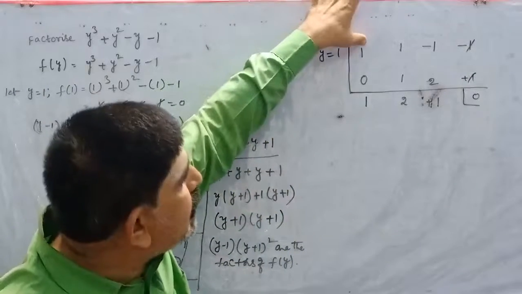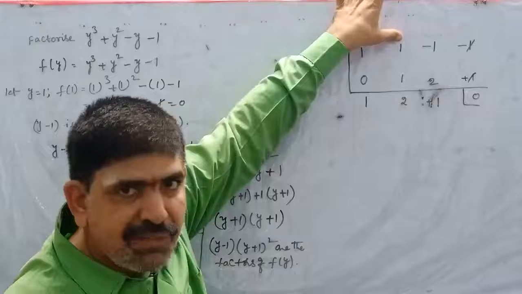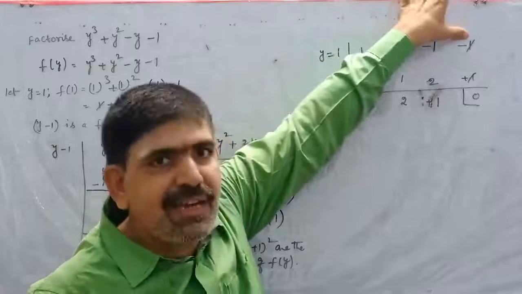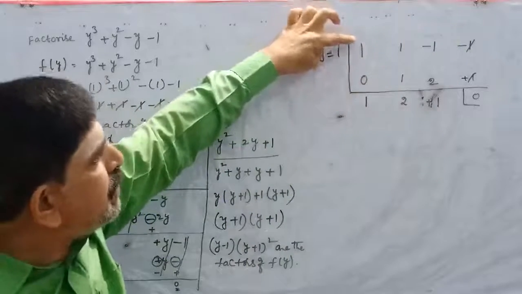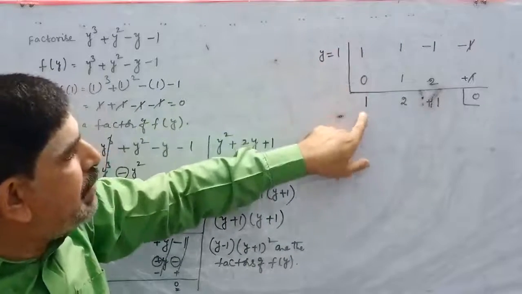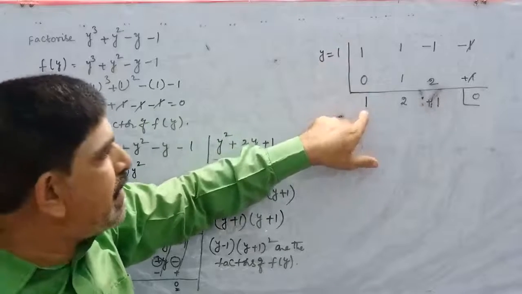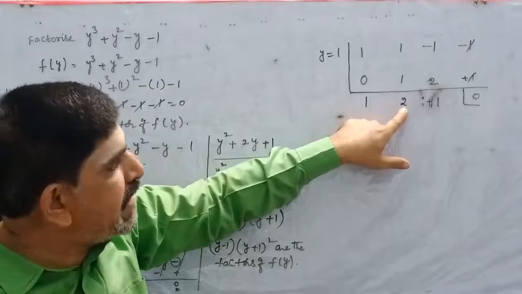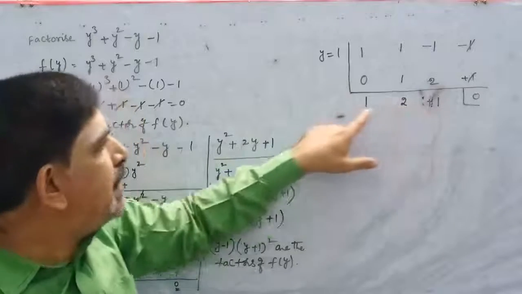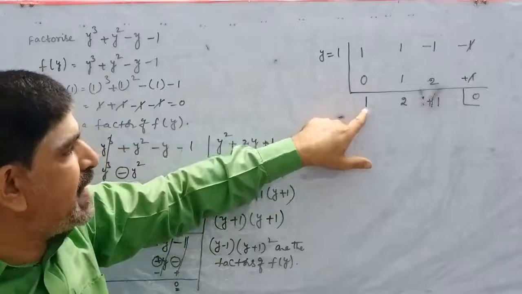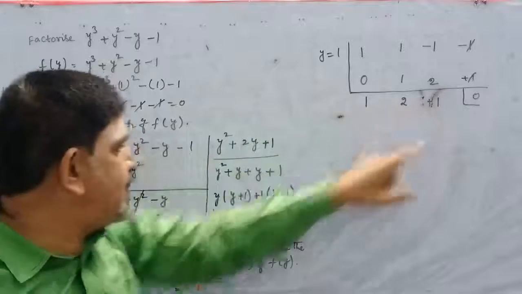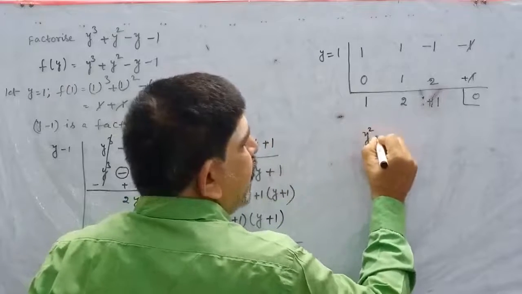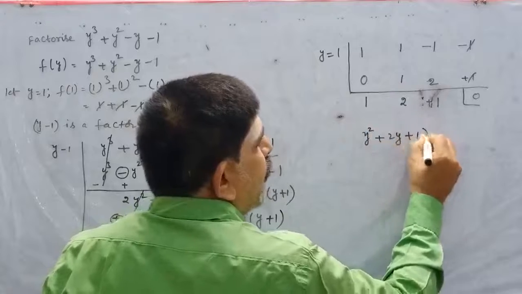See here, this 1 is the quotient of y cube, 1 is the quotient of y square, minus 1 is the quotient of y, and minus 1 is the constant. When it comes from here to here, it becomes the y square quotient, y quotient and constant. The y square quotient is 1, the y quotient is 2, and the constant is 1. So how to write the quadratic polynomial for this? Y square plus 2y plus 1.